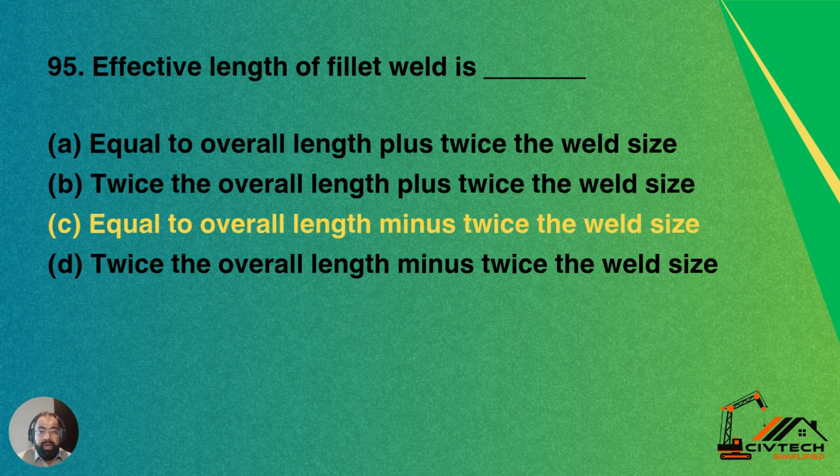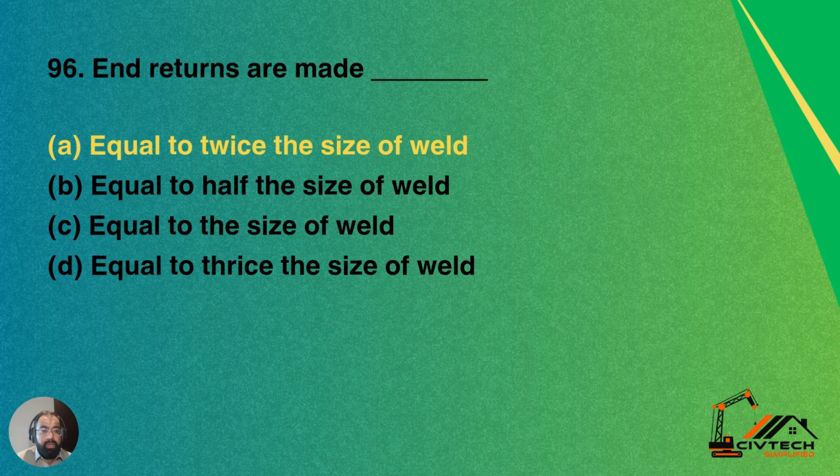Question 95. What is the effective length of fillet weld? Option A, equal to overall length plus twice the weld size. Option B, twice the overall length plus twice the weld size. Option C, equal to overall length minus twice the weld size. Option D, twice the overall length minus twice the weld size. So yes, C is the correct answer. The effective length of fillet weld is equal to overall length minus twice the weld size. C is the correct answer.